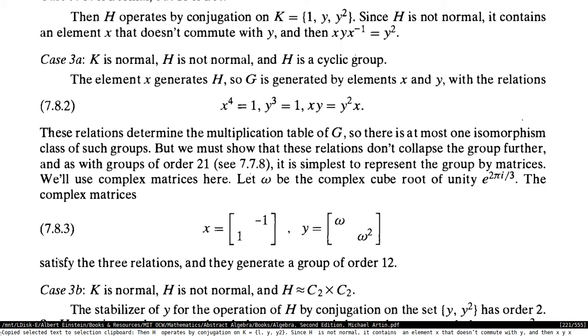So you know that X to the fourth is 1. He's listing relations here. We know that X to the fourth is 1. We know that Y cubed is 1. And we know that X Y equals Y squared X. So there might be additional relations, but if we're in case 3, we know that at least those 3 relations hold.